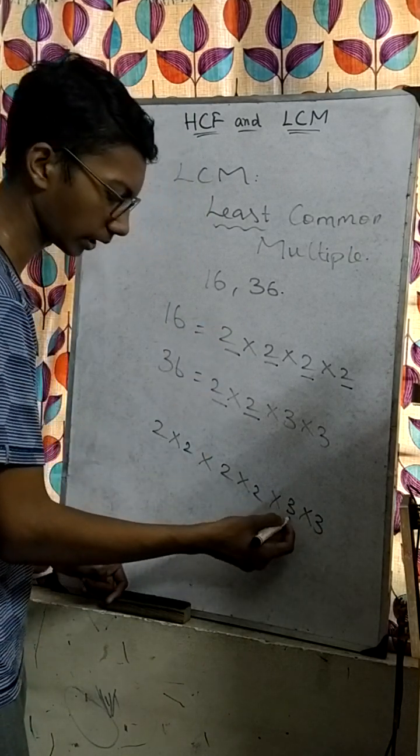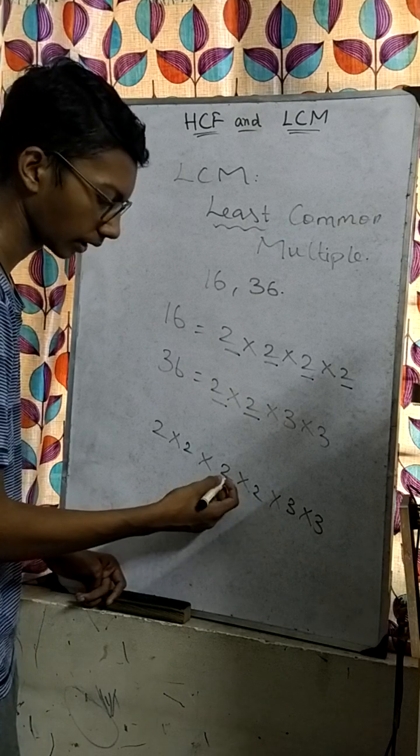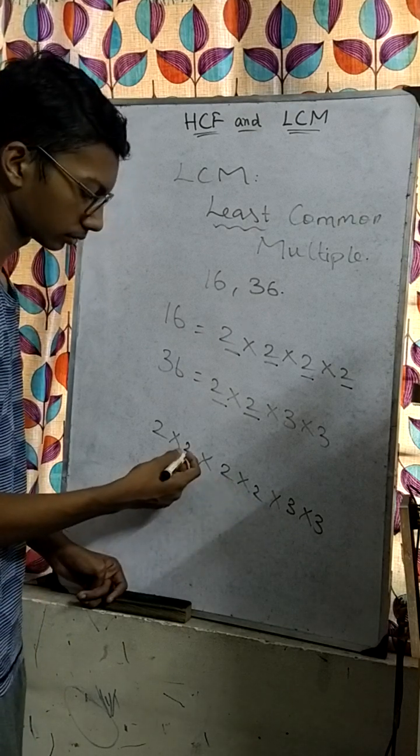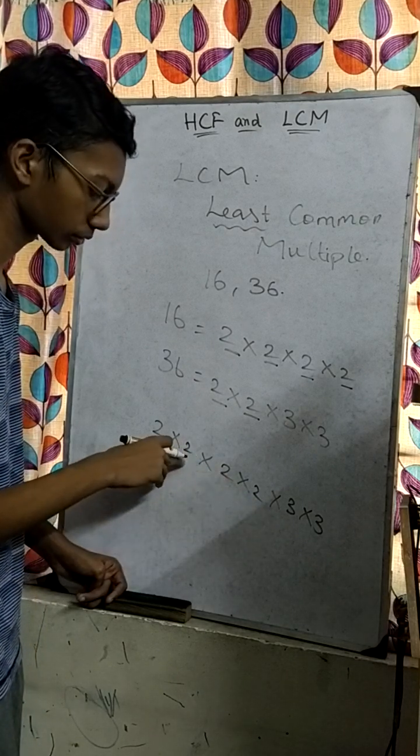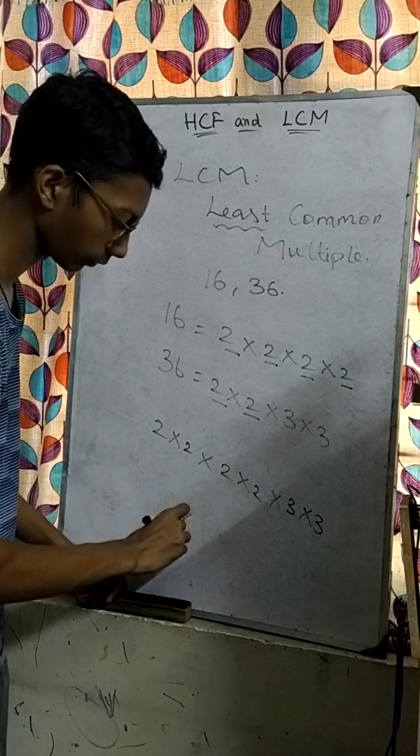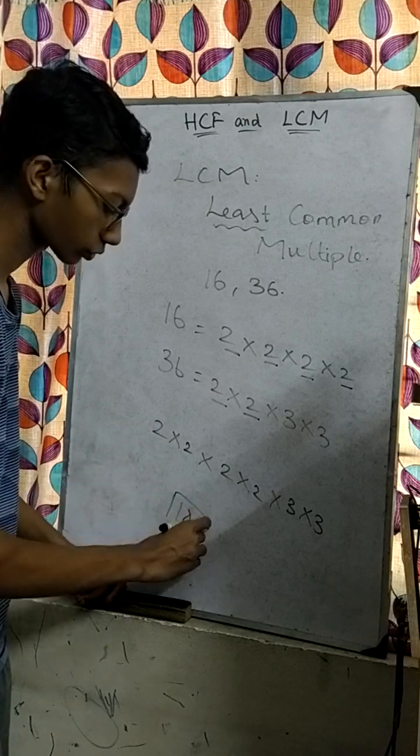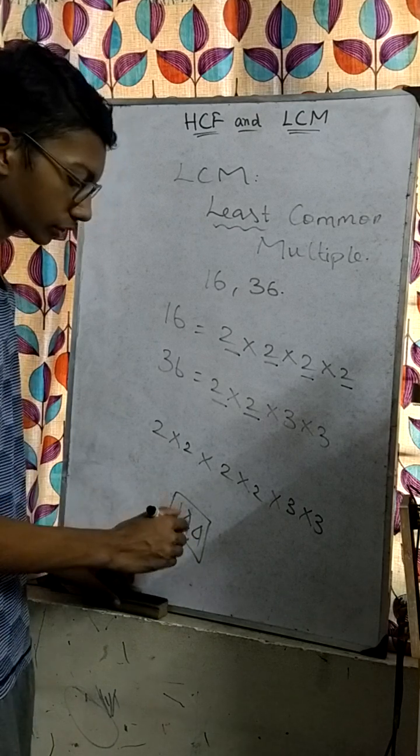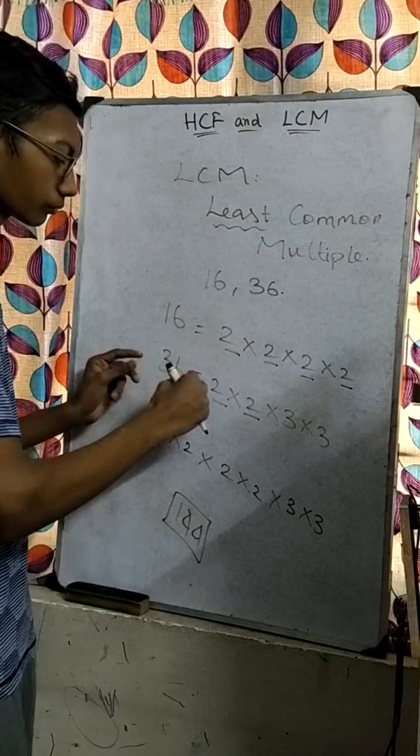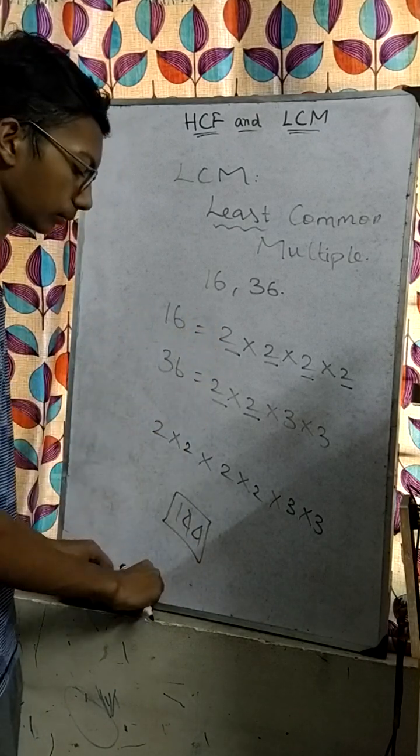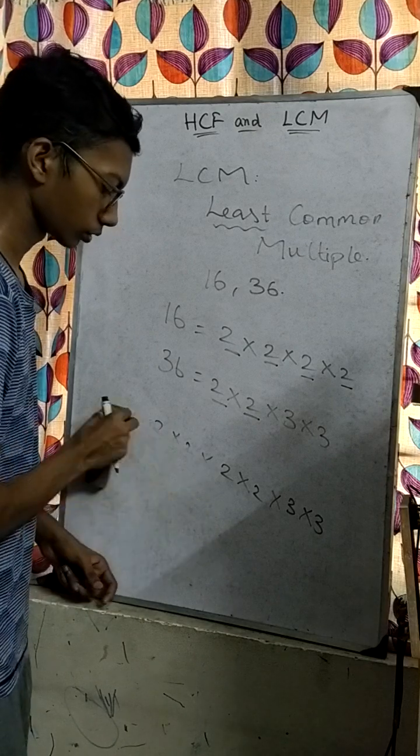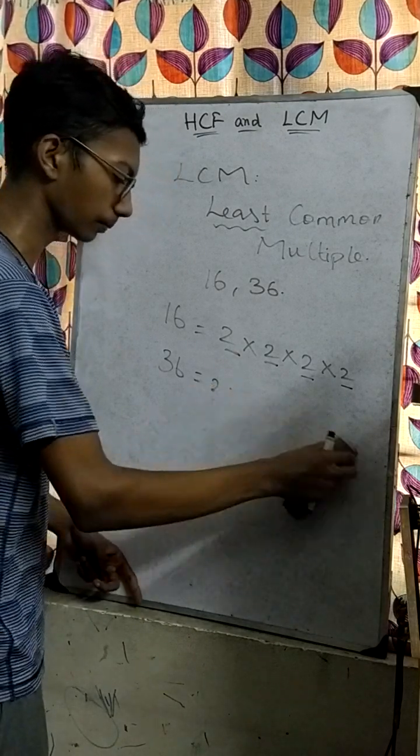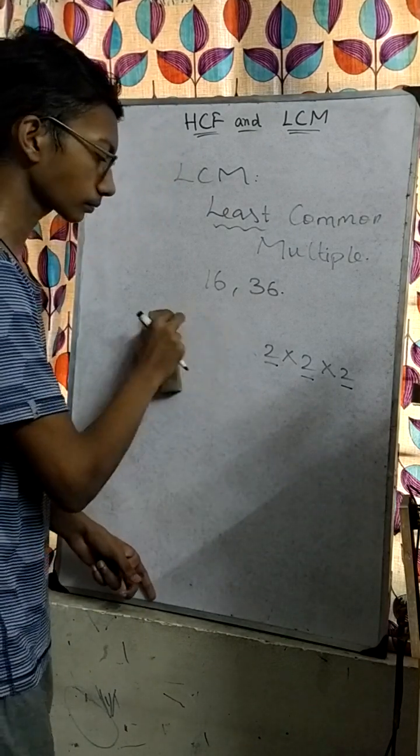So 3 times 3 is 9, 9 2s are 18, 18 2s are 36, 36 2s are 72, 144. So the least common multiple of 16 and 36 is 144, which means this is the least number that comes under the multiples of these two numbers. So this is the way of finding LCM of two numbers.